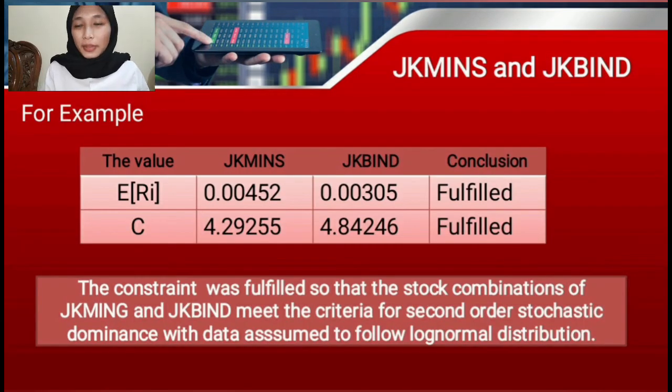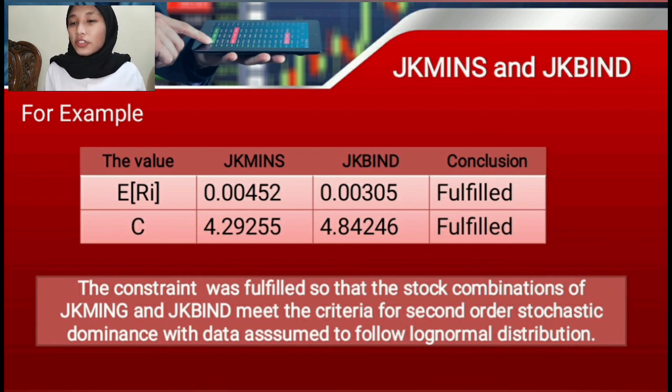As an example, we use JKMING and JKBIND. The expected value of JKMING is greater than the expected value of JKBIND, so it fulfills the first constraint of the second order rule.